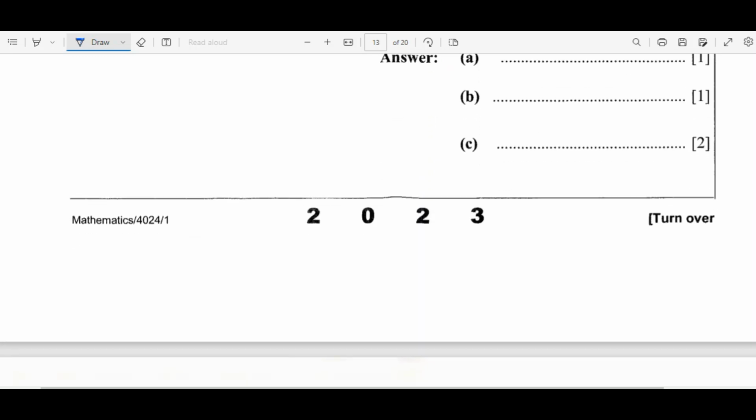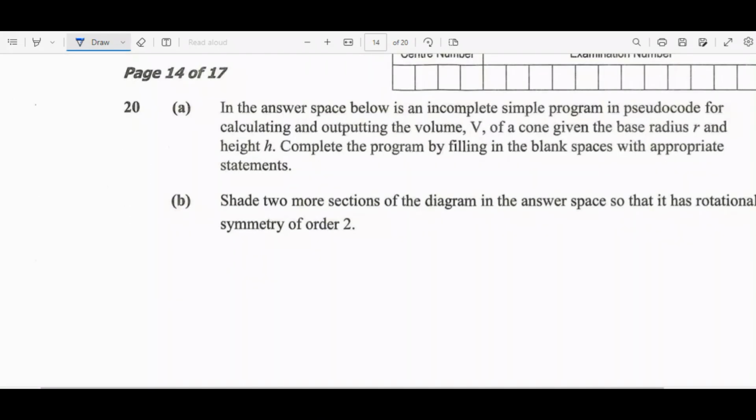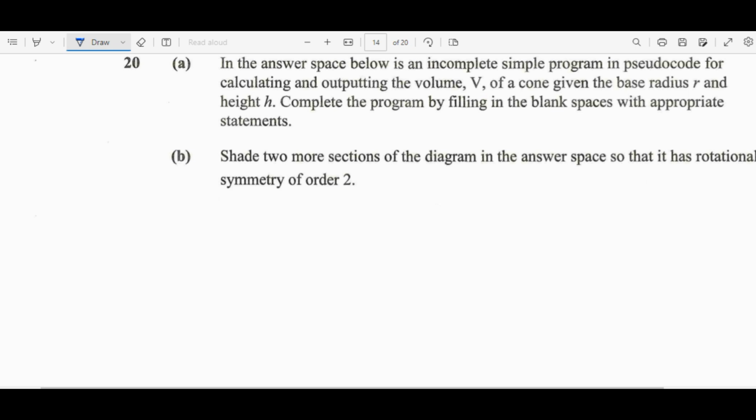We move on to question 20. So under question 20, in the answer space below is an incomplete simple program in pseudocode for calculating and outputting the volume V of a cone given the base radius R and the height H. Complete the program by filling in the blank spaces with appropriate statements.